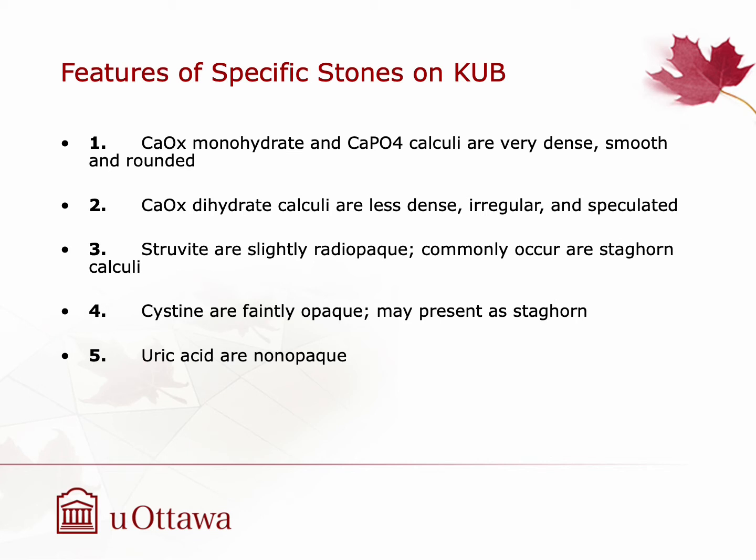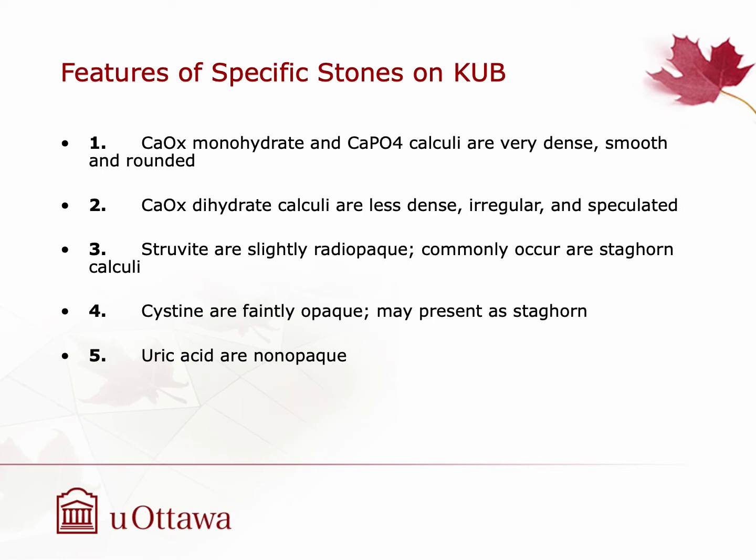Some of the specific features of stones on KUB depend on the chemical composition. Some stones are very, very dense. So the calcium oxalate monohydrate and calcium phosphate stones are very, very bright. They're very, very dense. These are the stones that are very hard and are more refractory to ESWL. The calcium oxalate dihydrate stones are very brittle. These tend to respond very favorably to any of the interventions.